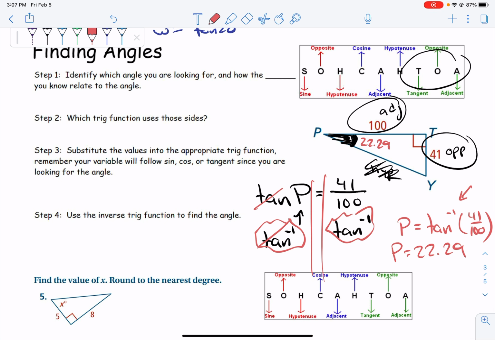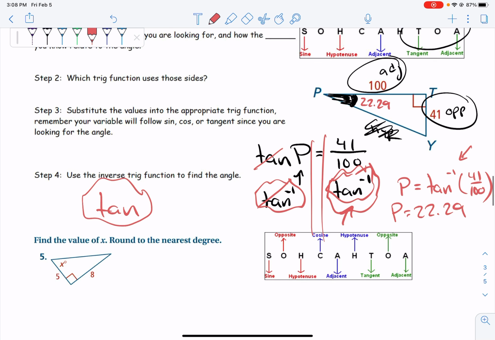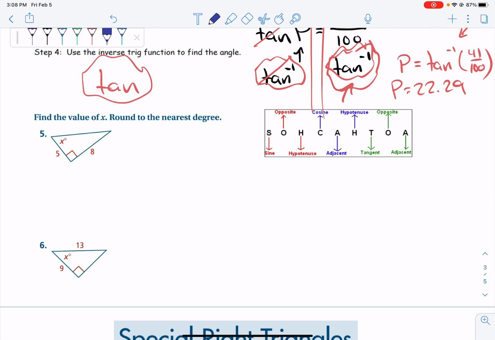So on my calculator, if I do tangent inverse and then a number, the answer that I get is going to be an angle. If on my calculator I plug in a tangent with a number after it, the answer that I'm going to get is a side of the triangle. All right? So tangent gives me lengths. Tangent inverse gives me angles of my triangle. So let's go through a couple of these really quick.